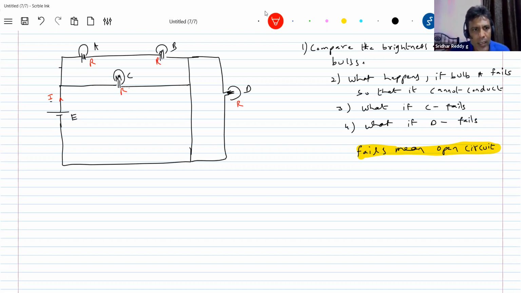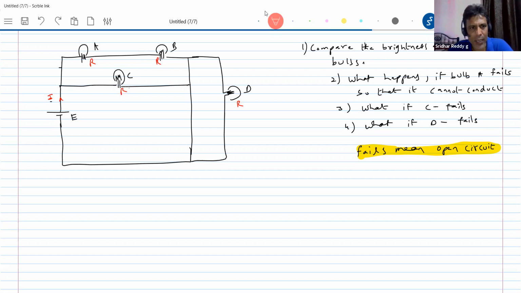Now the current I, so it's as good as four resistors connected. Don't say it's difficult. In place of each bulb, replace the resistance of the bulb and work out the problem, whether series, parallel, or KCL, KVL applied. So the current here will branch out.